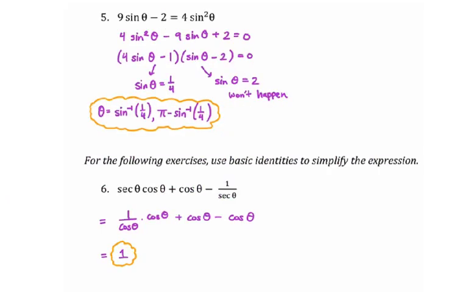Problem number 5 was actually done in class together, so I won't spend too much time on this one, but just to refresh you on our process, we did a very similar thing to what we just did in the last problem, which was we considered the comparable algebraic equation. So 9 sine theta minus 2 equaling 4 sine squared theta can be compared to 9x minus 2 equals 4x squared. This is just a quadratic equation.